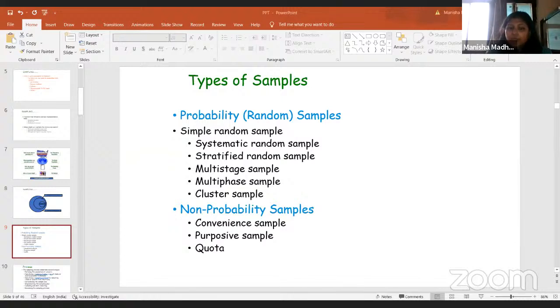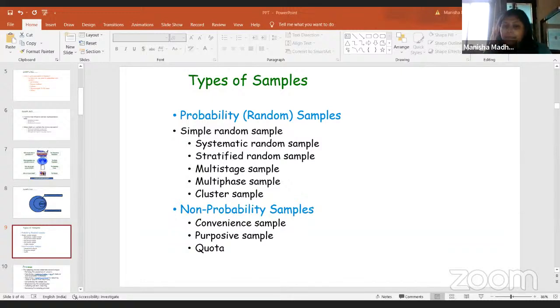When a population is highly homogeneous, each of its members has a known chance of being selected in the sample. For example, if you flip a coin, there is an equal chance of whether it will be head or tail. In the same way, in probability sampling, when the population is highly homogeneous, each of its members has an equal chance of being selected in the sample.